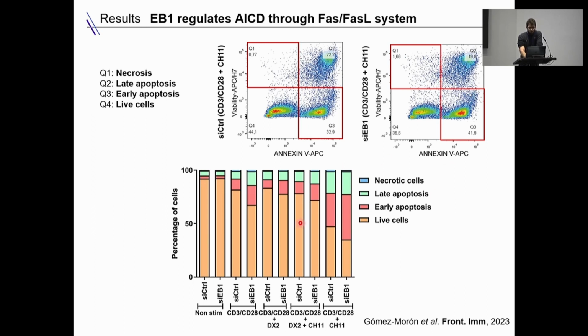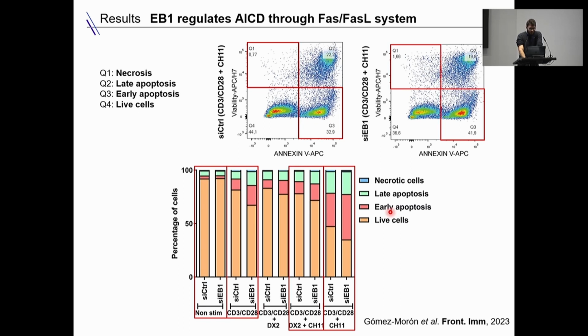So in this graph, we can see a summary of what I have explained. In resting conditions, we can see no difference, but when we activate these cells, we can see an increase in early and late apoptosis in silenced EB1 cells. When we use the antagonist, we can prevent this apoptosis, but when we just use CH11, we can see an increase in this apoptosis, and this apoptosis is higher in EB1 silenced cells.